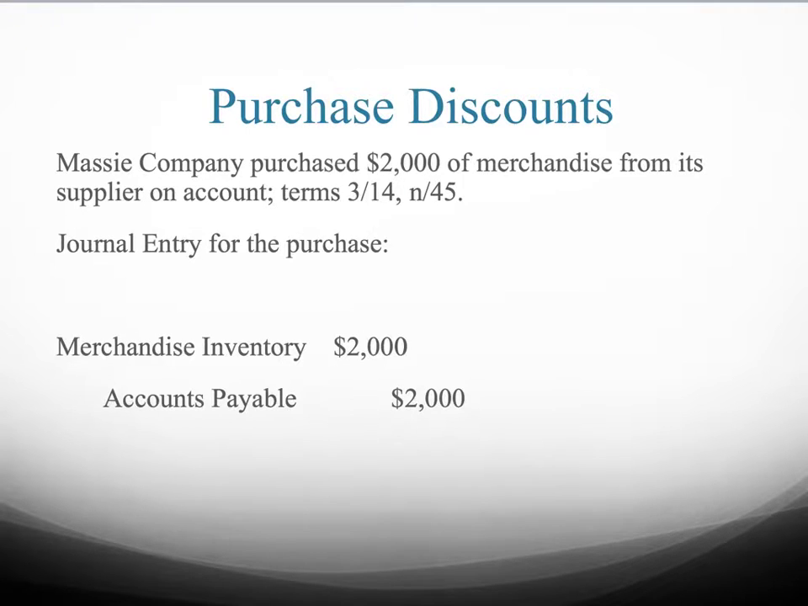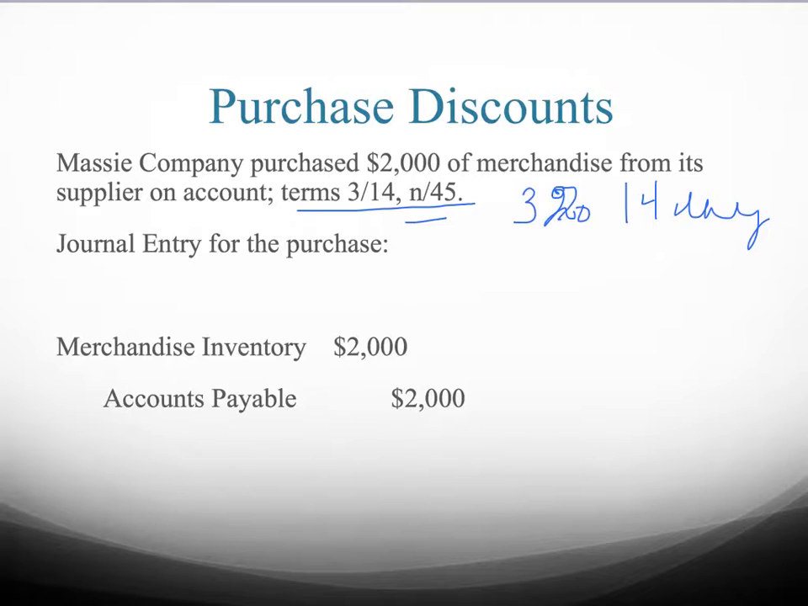We can make purchases with a discount, much like we saw with sales discounts. Massey Company purchased $2,000 of merchandise from its supplier on account, terms 3/14, net 45. Do you remember what these terms mean? Well, let's review really quickly. The 3 stands for 3%. The 14 is 14 days. So that we could receive a 3% discount if we pay the invoice in 14 days. Otherwise, we pay the full amount, the net, in 45 days.